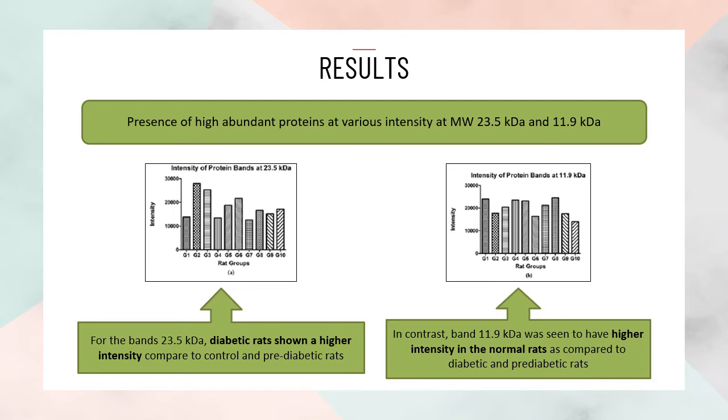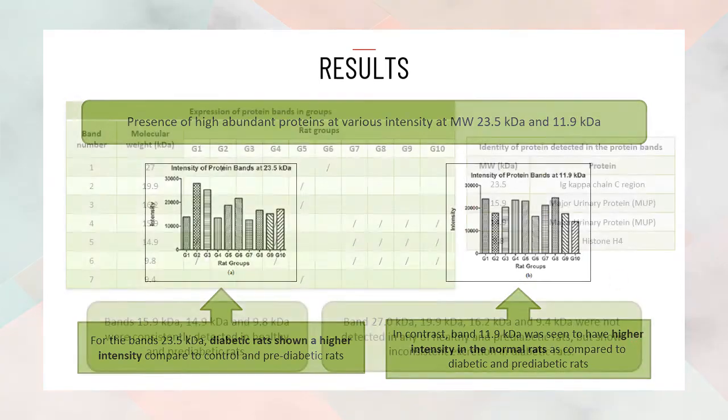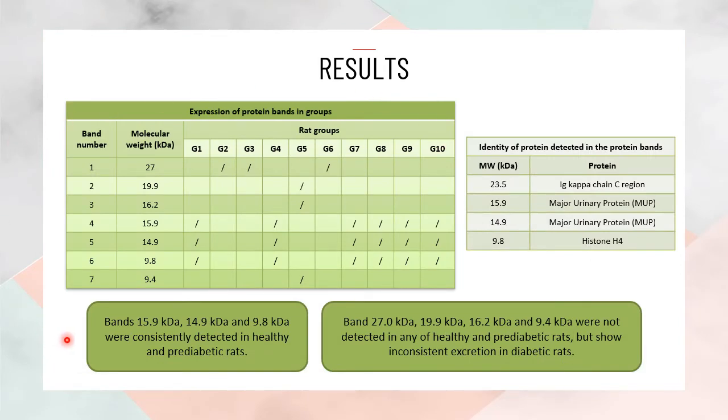There were two bands that captured most of our interest, the bands at molecular weights 23.5 kilodalton and 11.9 kilodalton. For the 23.5 kilodalton band, diabetic rats showed a higher intensity compared to control and pre-diabetic, whereas the 11.9 band was seen higher in the normal compared to the diabetic and pre-diabetic rats. There were also a number of lower intensity protein bands detected with different expressions in the different groups.